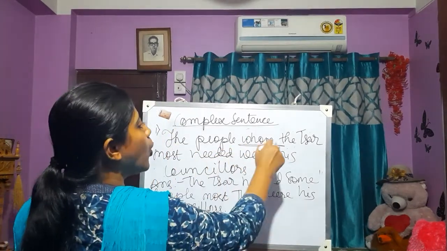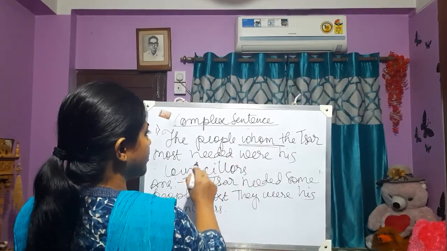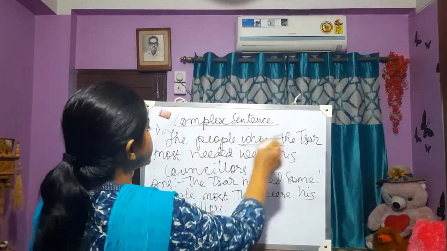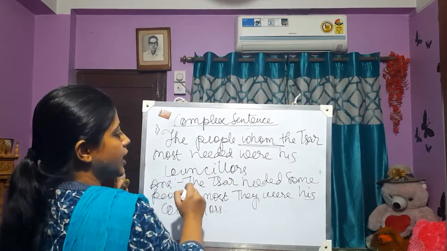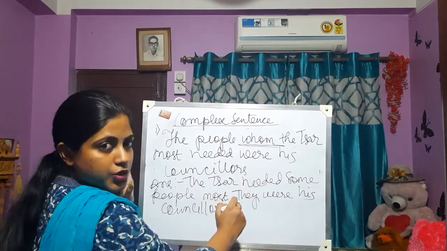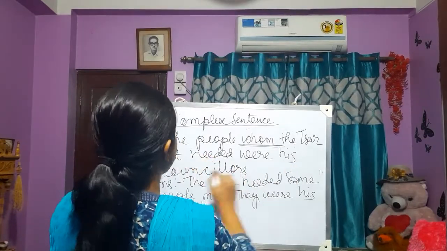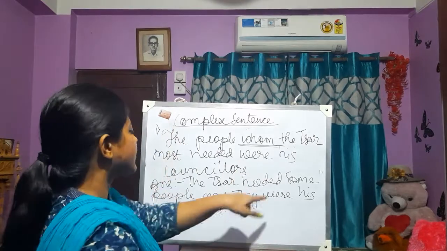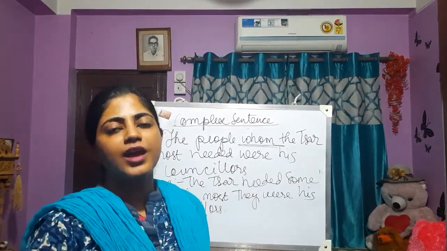The first part of the sentence is, the people whom the Tsar most needed. I have changed it to, the Tsar needed some people most, full stop. Next part, needed were his counselors, full stop. I have changed this part of the sentence to, they were his counselors. I hope this splitting is clear.